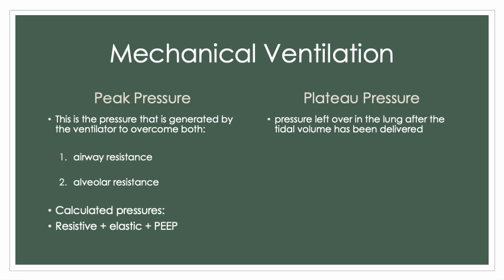A peak pressure on a ventilator, this is the pressure that's generated by the ventilator to overcome both airway resistance and alveolar resistance. The total pressure needed to push a volume of gas into the lungs and is composed of pressures resulting from inspiratory flow resistance, the elastic recoil of the lung and chest wall, which is defined as elastic pressure, and the alveolar pressure present at the beginning of the breath. So again, the peak pressure is the pressure that's generated by the ventilator to overcome both airway resistance and alveolar resistance, and it's calculated here.